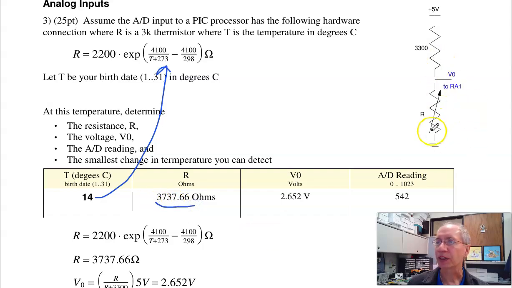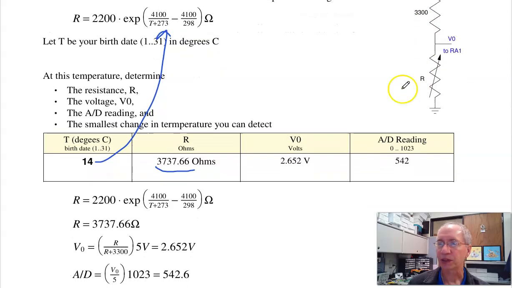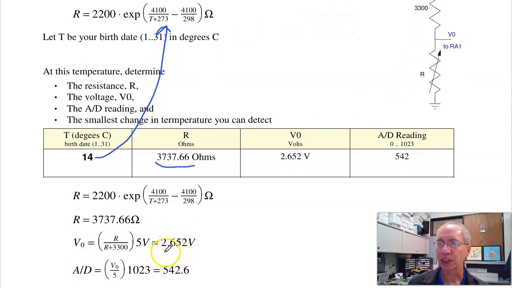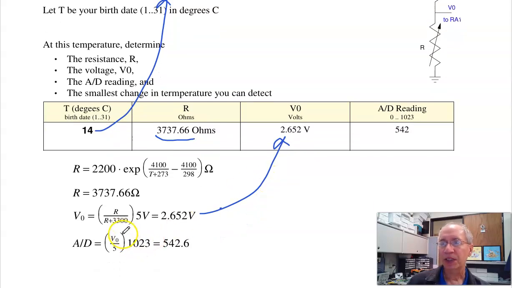I've got a voltage divider. The voltage is R over R plus 3300 times 5 volts. Gives me 2.65 volts. The A to D reading, full scale is 5 volts, full scale is 1023. Is this percentage of full scale? The A to D reading is 542.6. So here I'll convert to an integer, either 542 or 543. Depends how the hardware is built.